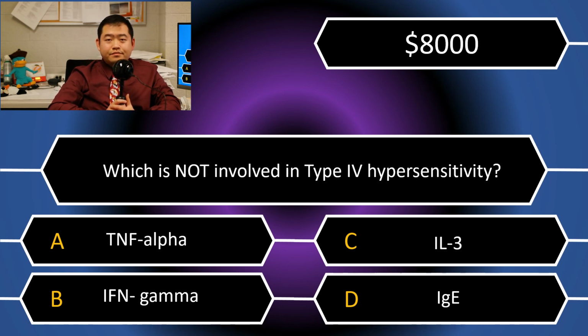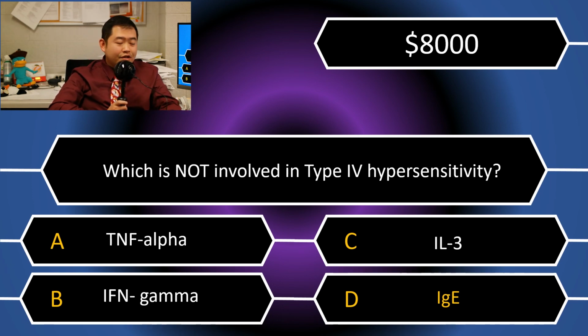what is type 4? What is mediated in type 4? Alright, I give you 5 seconds. 1, 2, 3, 4, 5. Do you have a final answer? Yeah? Shaking your head. Alright, the final answer is D, IgE. Alright, guys, it is the final answer.